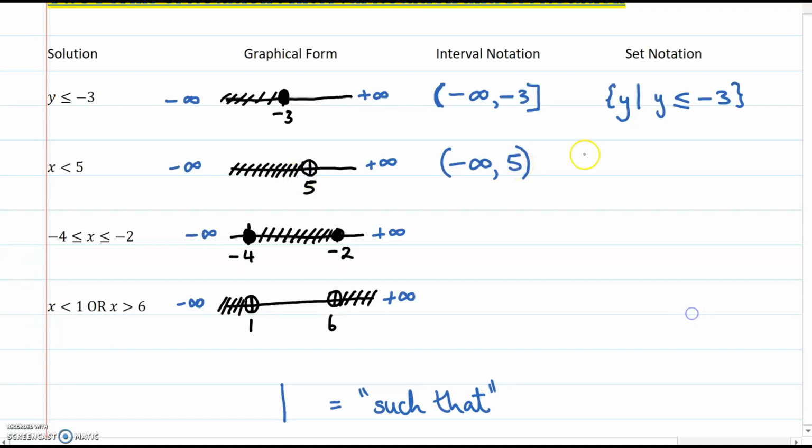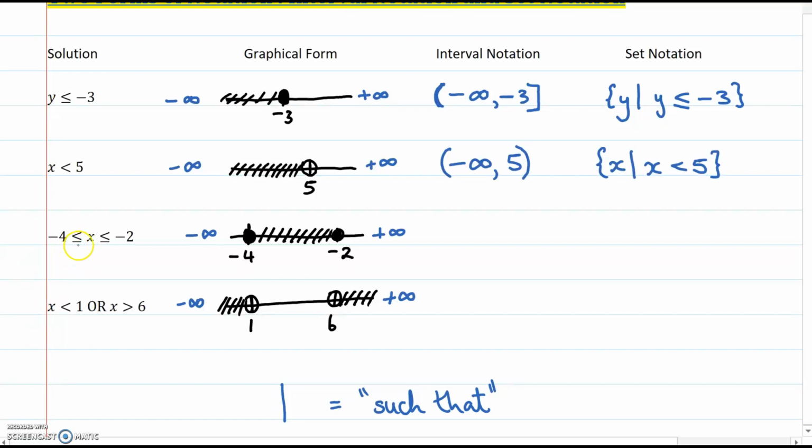You might be able to guess what the set notation is for this. The variable this time is x, so it's going to be the set of numbers x such that x is less than 5. And curly brackets for set notation.